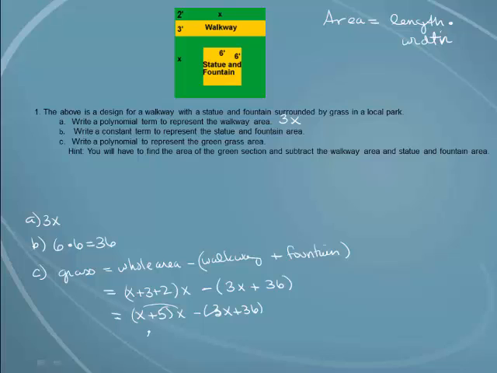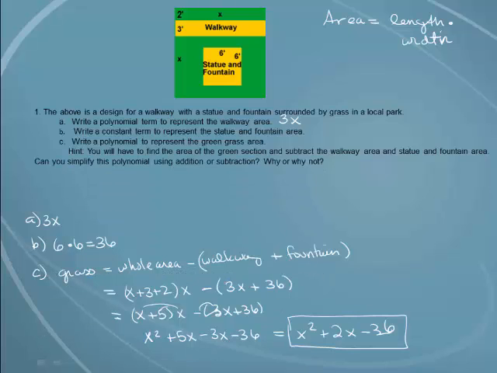I'm going to have x squared plus 5x, and then I'm going to distribute this negative. So minus 3x minus 36, and that's going to give me x squared plus 2x minus 36. And this would represent the area of the grass. And could we simplify it using addition or subtraction? Yes.